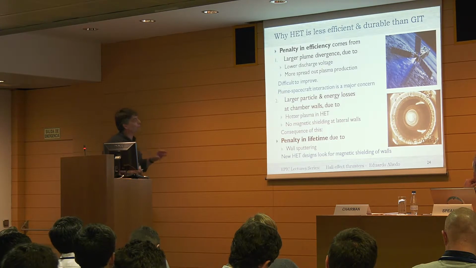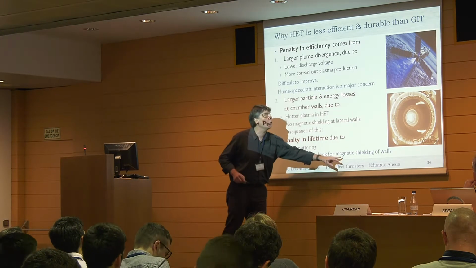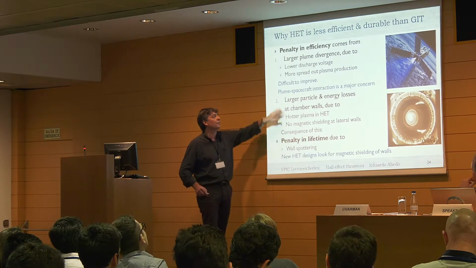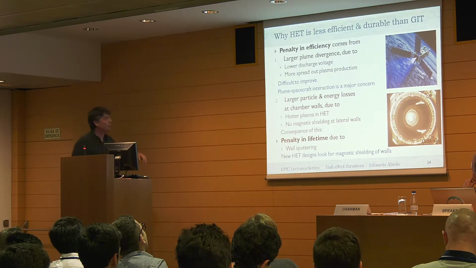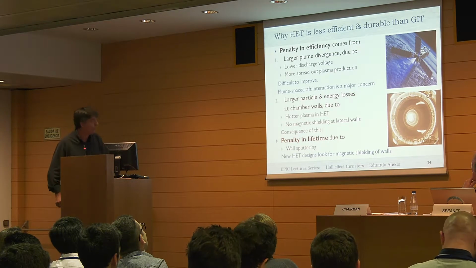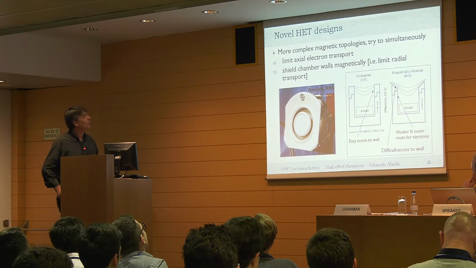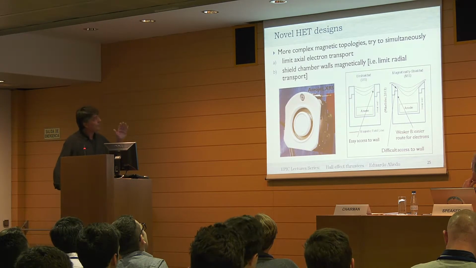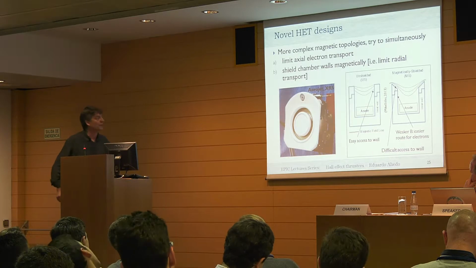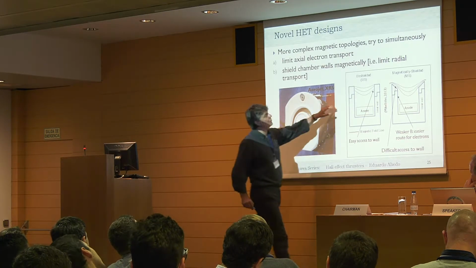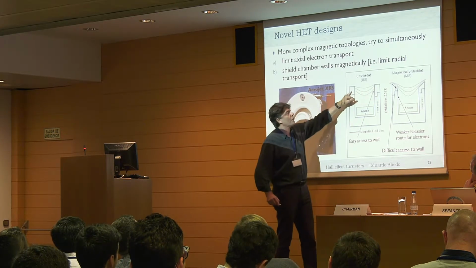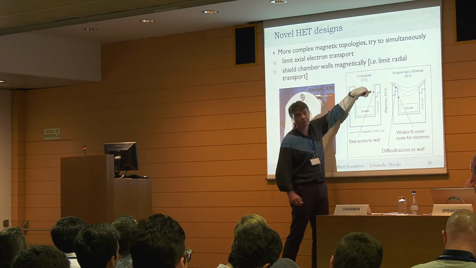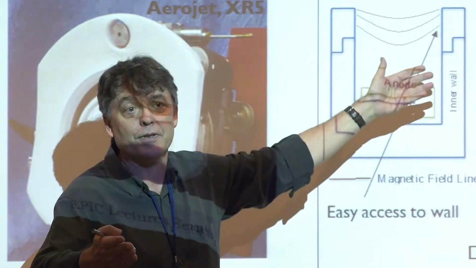So new Hall thruster designs look for magnetic shielding of the walls in order to try to partially solve these two problems, both the lifetime and also the possibility of increased efficiency with a lower particle energy loss. So novel Hall thruster designs use more complex topology. This is a conventional Hall thruster where we have this magnetic field that is almost radial. This means that we are able to control that the electrons don't go very fast this way. This was the main purpose of it, no?